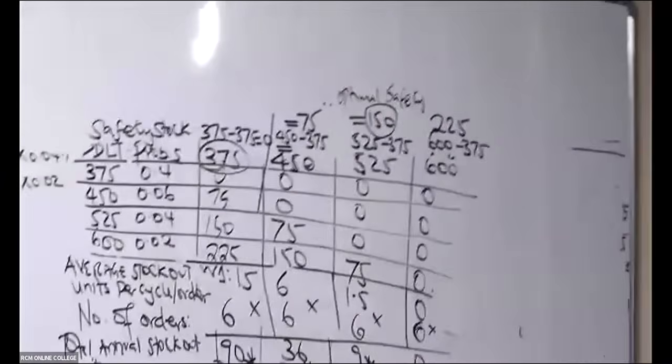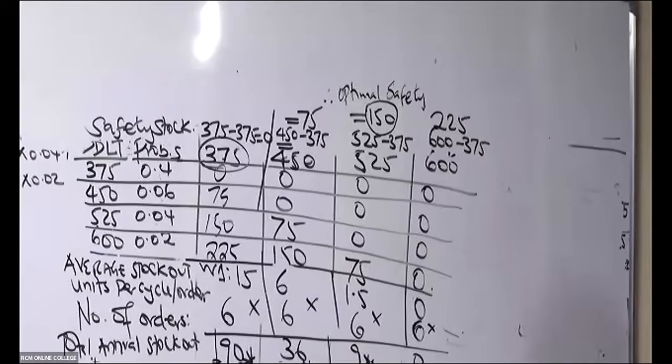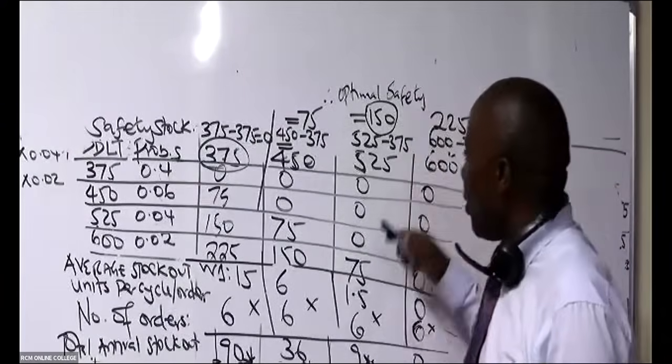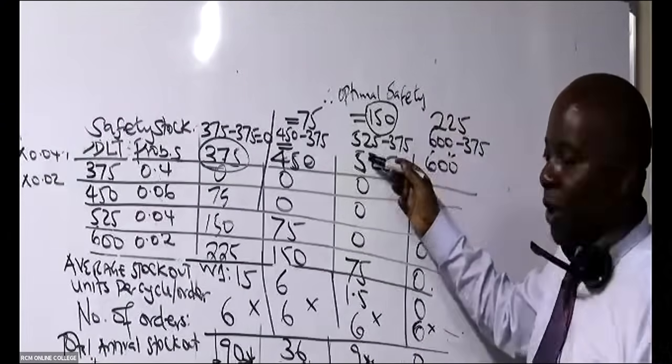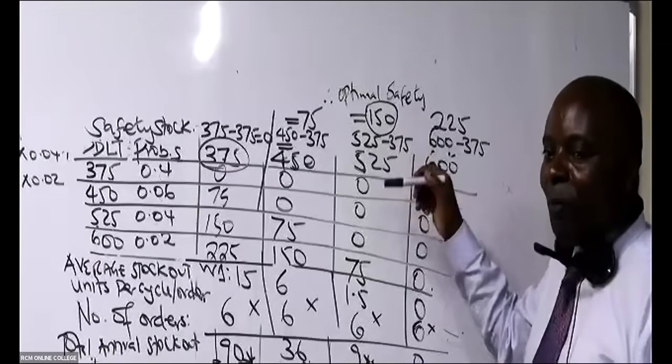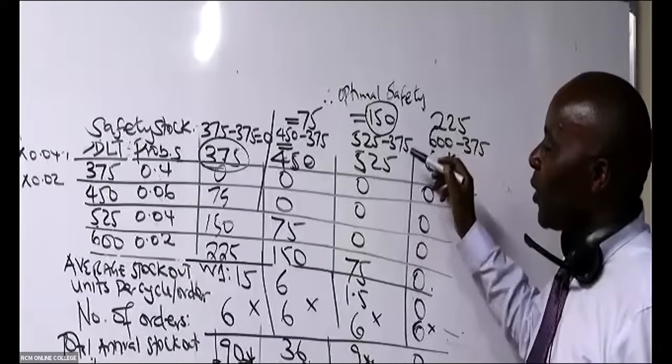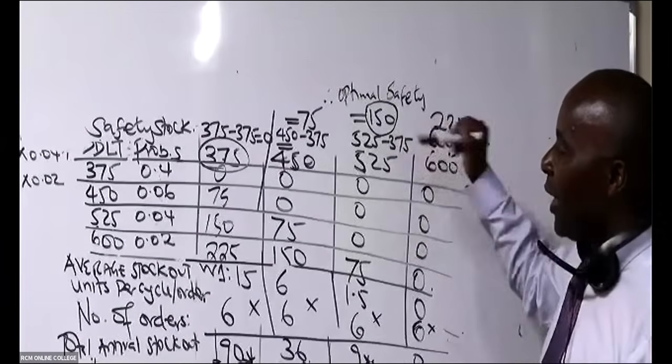The optimal safety stock is 150. Now, of course, the optimal reorder level will be what here, 500? Or the optimal supply? Calculate, optimal supply will be 525.